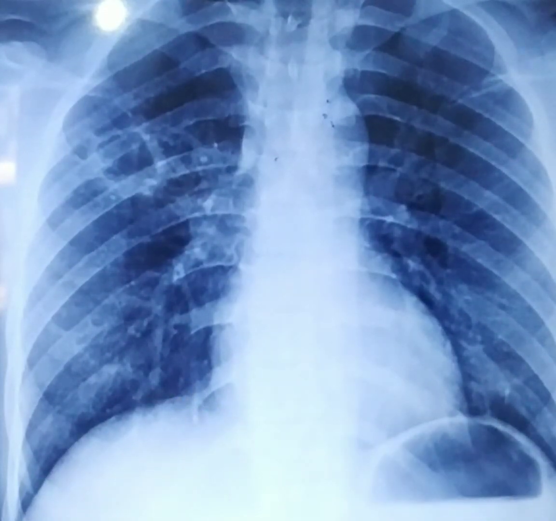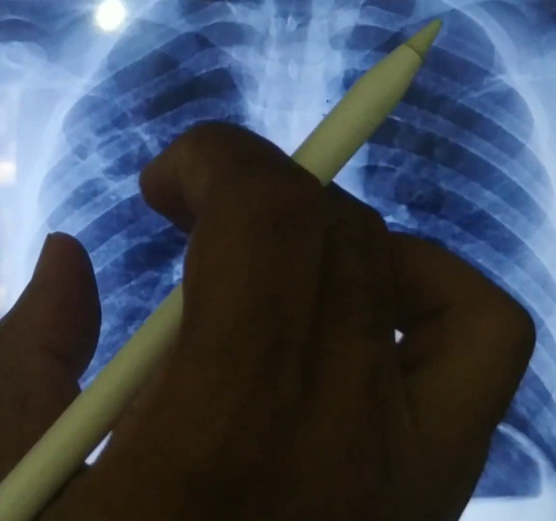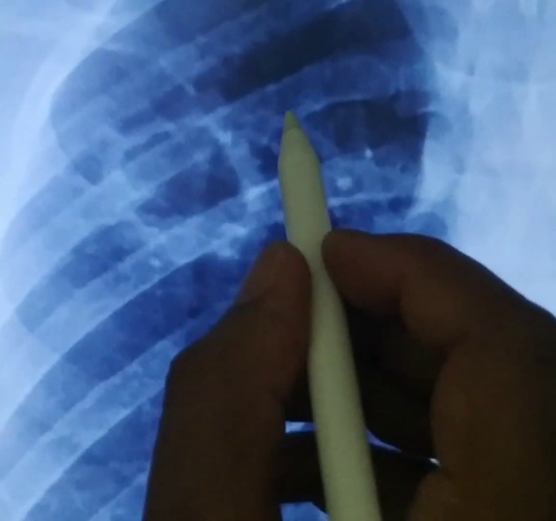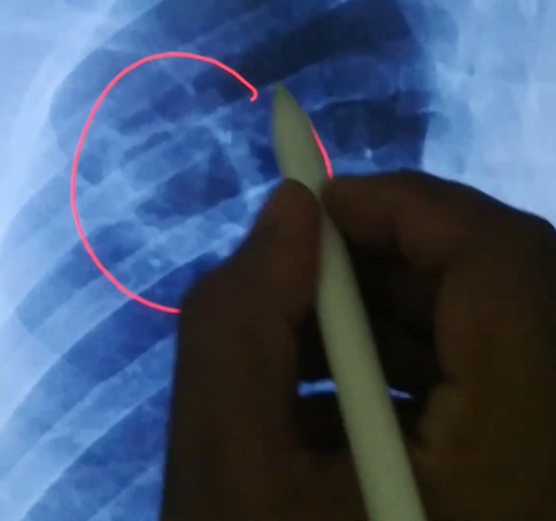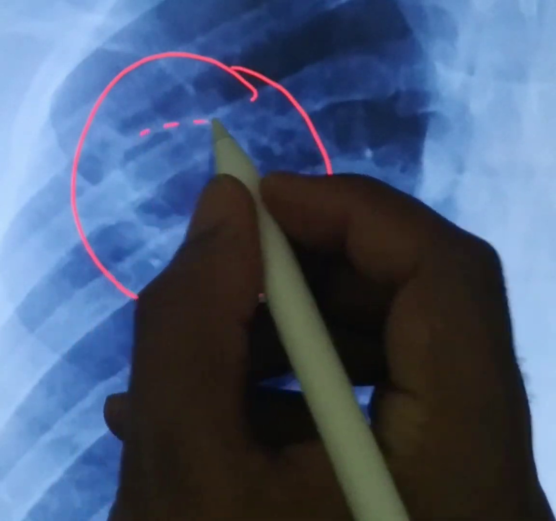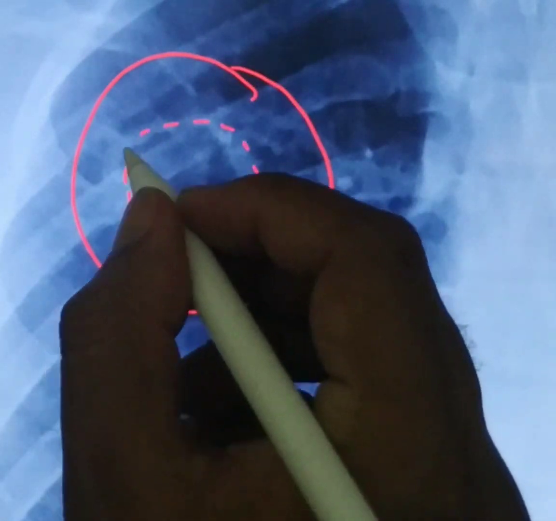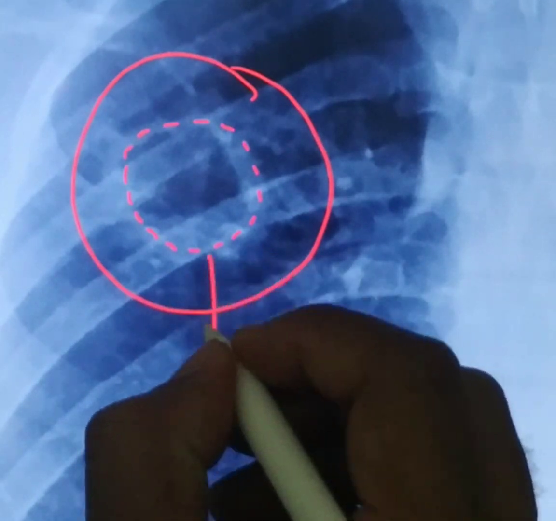Other typical finding of tuberculosis is cavity. You can appreciate the cavity in this X-ray in right upper zone. This is the cavity. This is wall of the cavity. So you can easily appreciate the cavity in this X-ray.